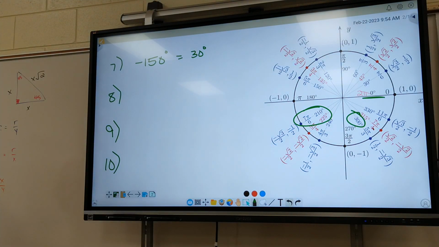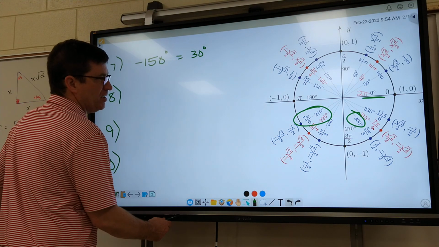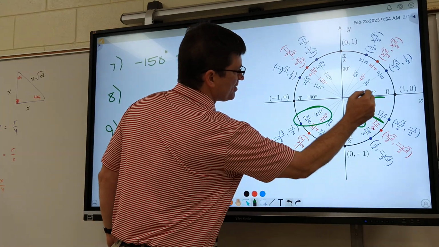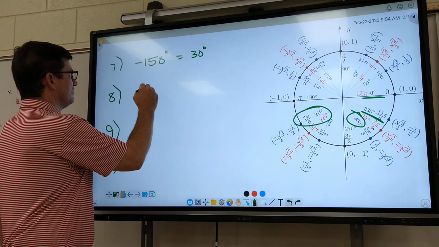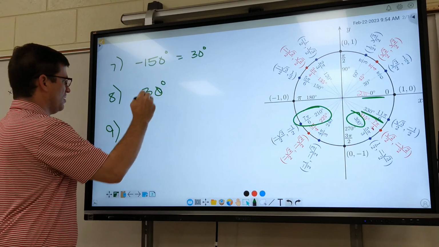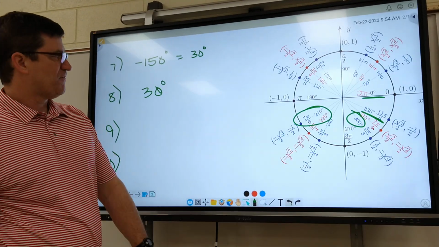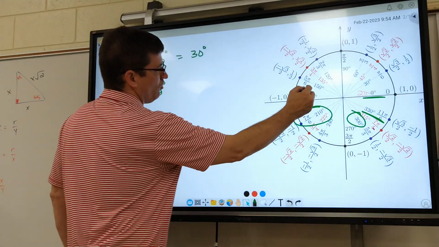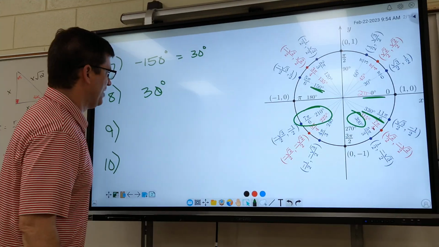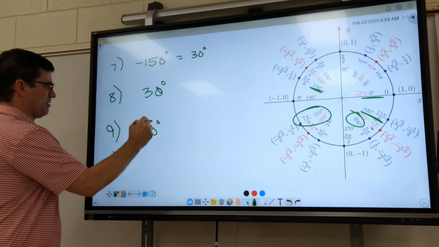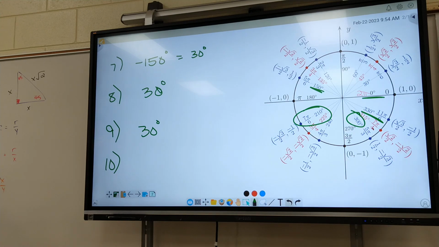All right, let's see what we got. Number 8 says 330 is right here. How far away is that from 360? 30 degrees. Number 9 says 5 pi over 6 is right here, 150. How far away is that from 180? Are they all 30? Anybody got the last one yet?